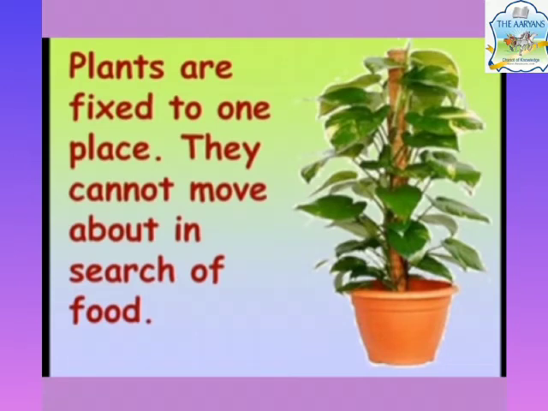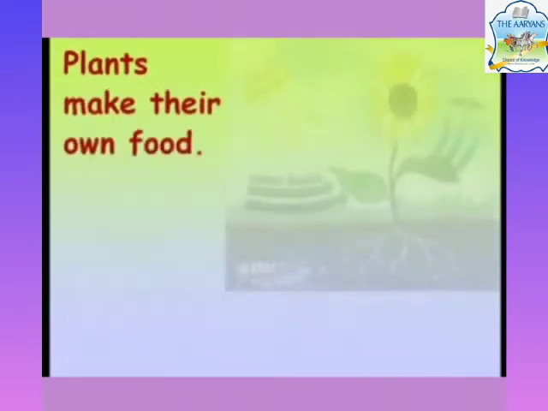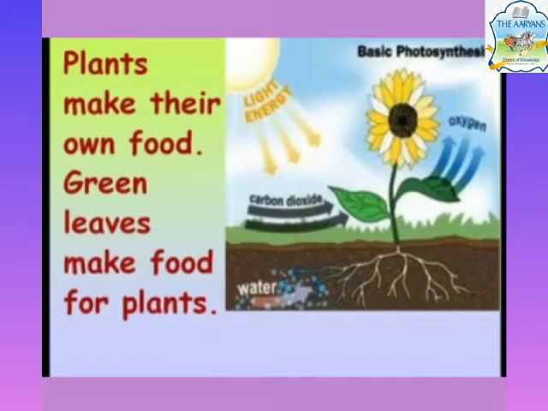Plants are fixed to one place. They cannot move about in search of food here or there. They need their food at the fixed place. So plants make their own food. Green leaves make food for plants. Green leaf helps a plant to make their food. And that process is known as photosynthesis.